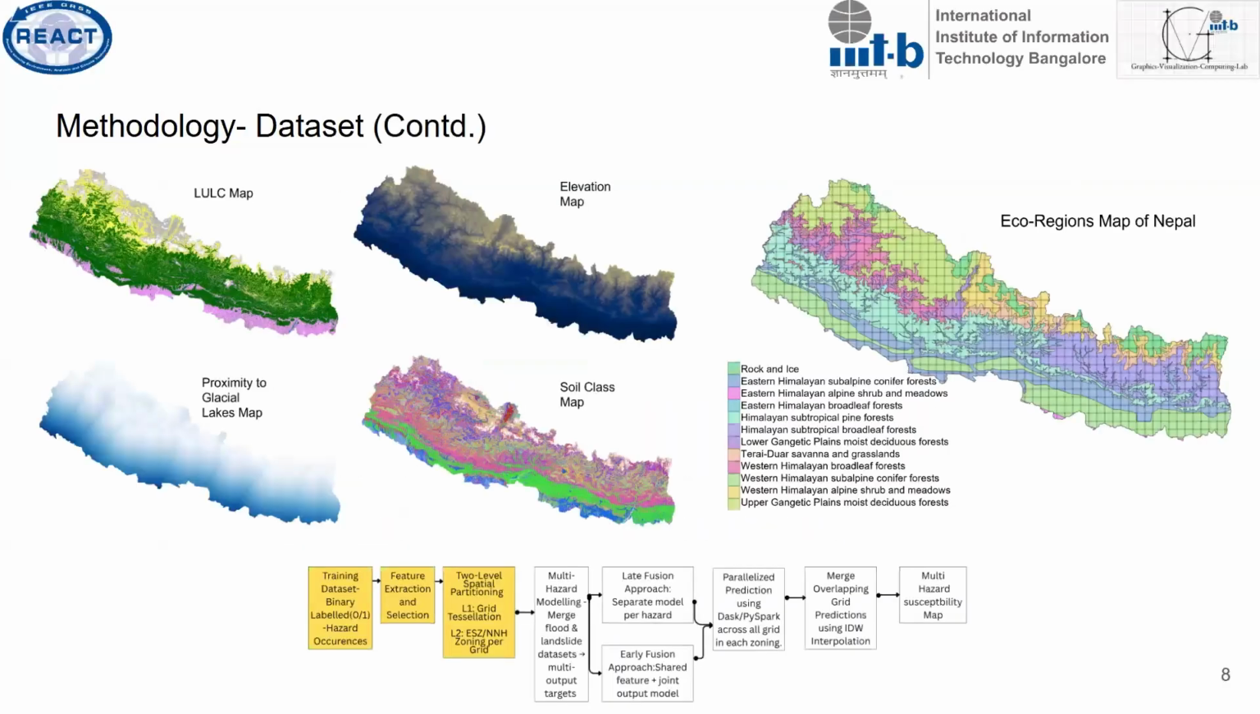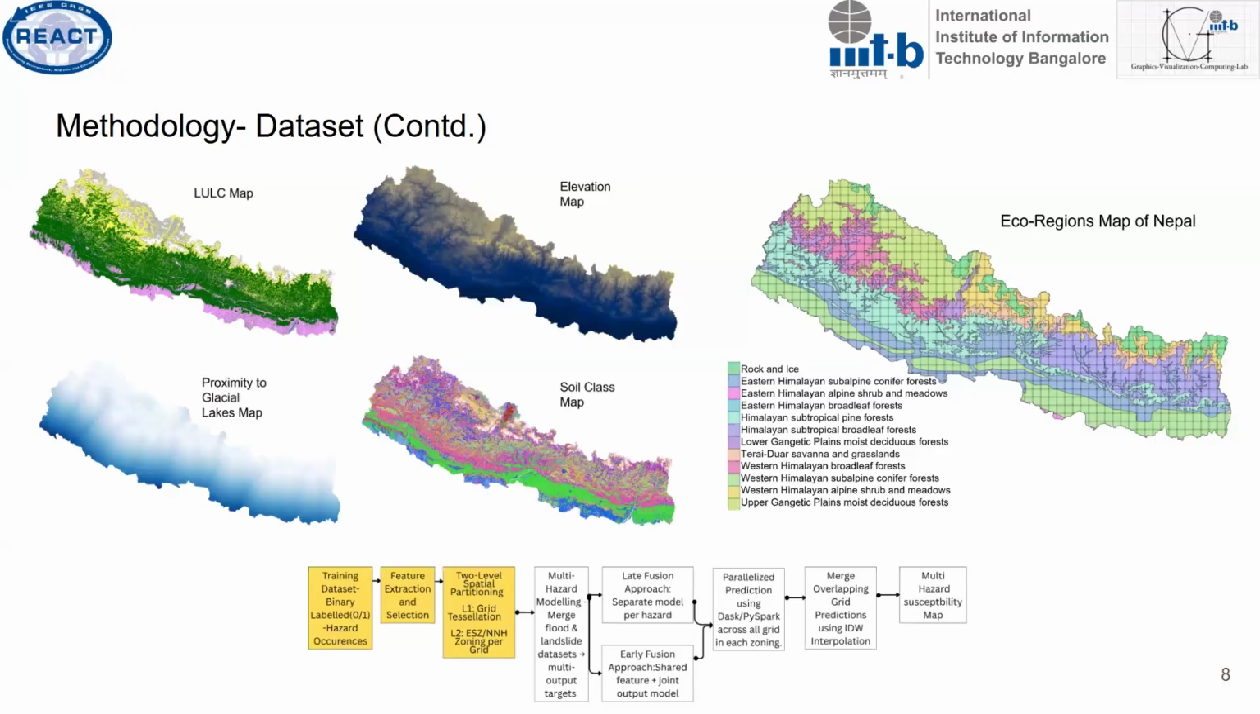Nepal. So these are a few of the highly important driving factors which we have implemented for the studies, which are land use land cover, proximity to glacial lakes map, elevation map, and soil class map. So as I told earlier, we are doing a two-level spatial partitioning, and we got the two-level spatial partitioning map.